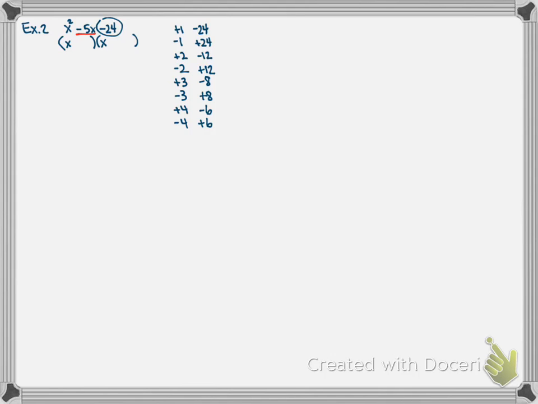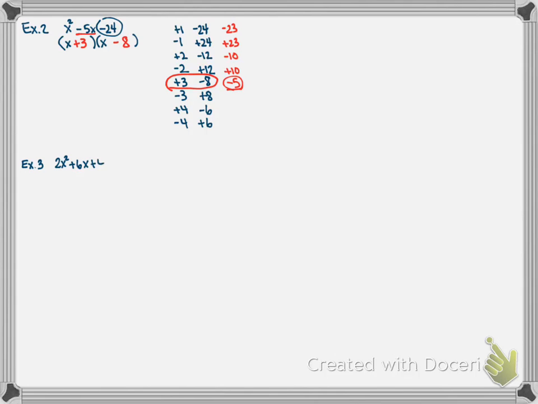Okay, then we're going to find the pair that adds up to our middle term, to negative 5. Okay, first pair adds up to negative 23, positive 23. Negative 10, positive 10. Negative 5, and that's what we're looking for. So we have positive 3 and minus 8. We're going to fill those into our parentheses. So x plus 3, x minus 8, and we're done.